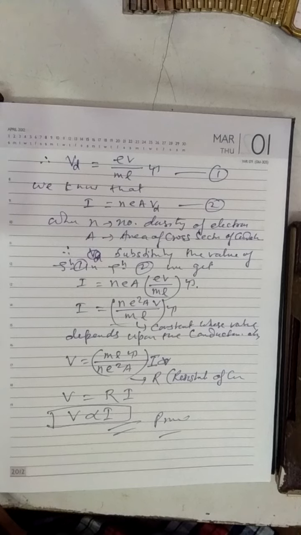We know that I = nAeVd, where n is the number density of electrons, e is the charge on the electron, A is the area of cross section of the conductor, Vd is the drift velocity of the electron, and I is the current flowing through the conductor. Therefore, substituting the value of Vd from equation 1 in equation 2, we get I = neA × eV/(mL) × tau.